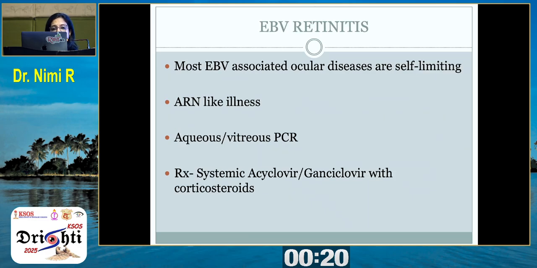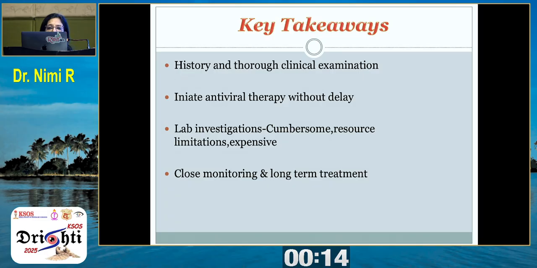EBV retinitis is similar to ARN, and systemic acyclovir is the drug of choice. Key takeaways: you can diagnose clinical viral retinitis by detailed history and thorough clinical examination. Initiate antiviral therapy without any delay. Do not wait for lab investigations, and close monitoring and long-term treatment is needed for these patients.